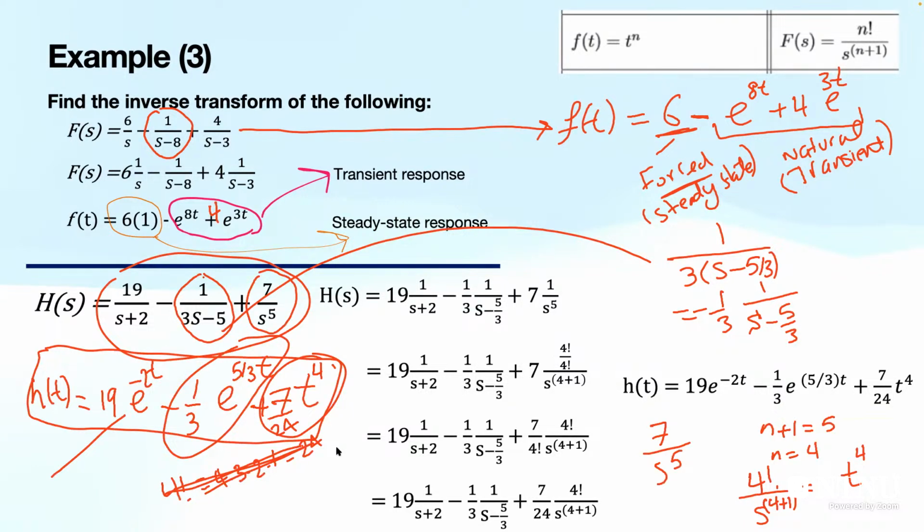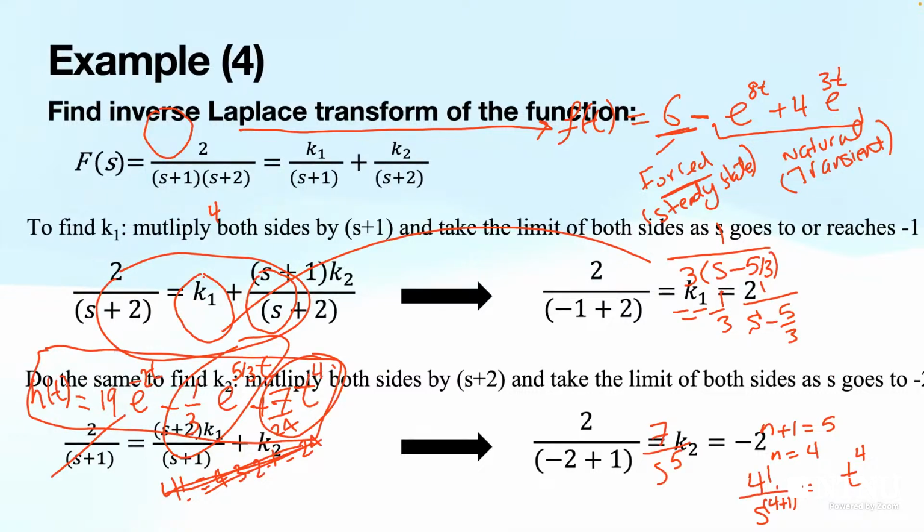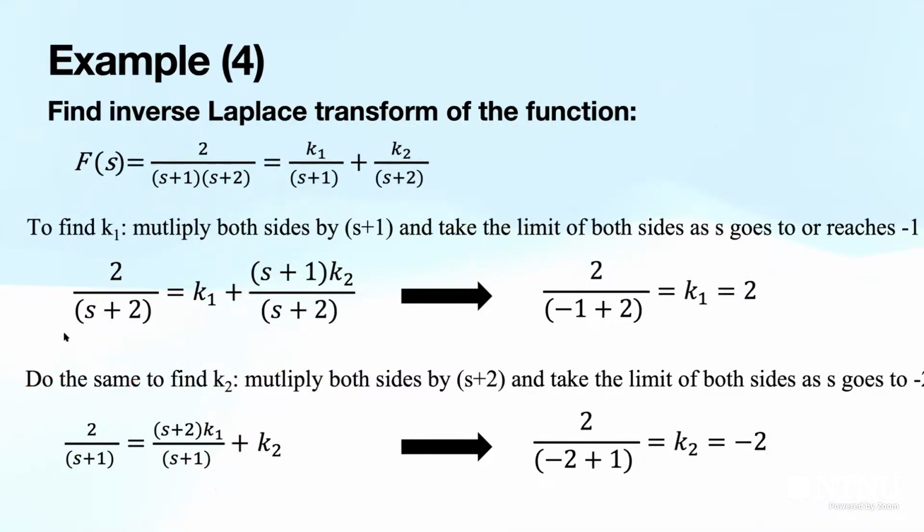So in this case, we can go to the next example, and if you want, you can just play back those sections one more time if you would like to. So now we will go to example number 4, and in example number 4 here, we need to find the inverse Laplace transform of this function. F of s equal 2 divided by s plus 1 multiplied by s plus 2.